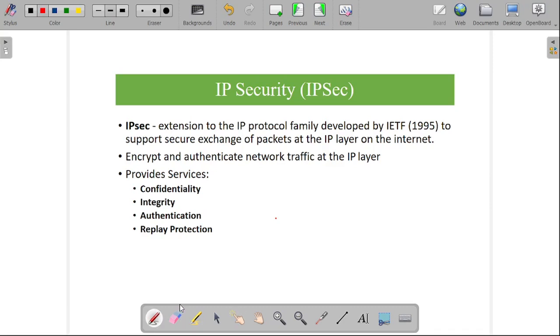In this video, we will cover what is meant by IP security protocol, what the types of IP security protocols are, and what the different modes of IP security are.